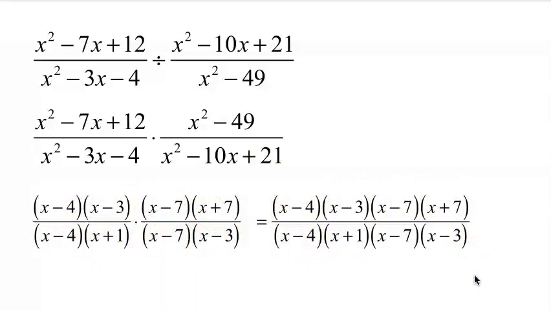What is the same on the top and the bottom? X minus 4 over x minus 4 becomes 1 over 1. X minus 3 over x minus 3 becomes 1 over 1. X minus 7 over x minus 7 becomes 1 over 1. So what does that leave us on top? 1 times 1 times 1 times x plus 7. 1 times x plus 1 times 1 times 1. So x plus 1 on the bottom. So that our final answer will be x plus 7 over x plus 1. And that will conclude this lesson.